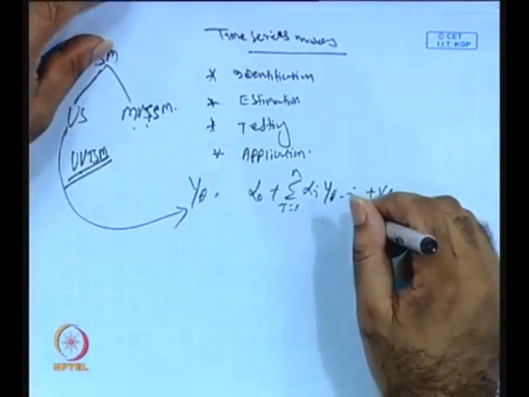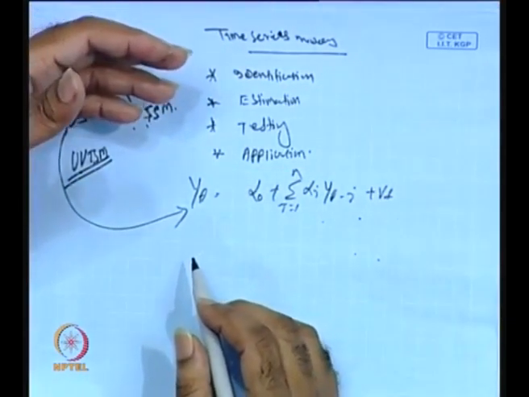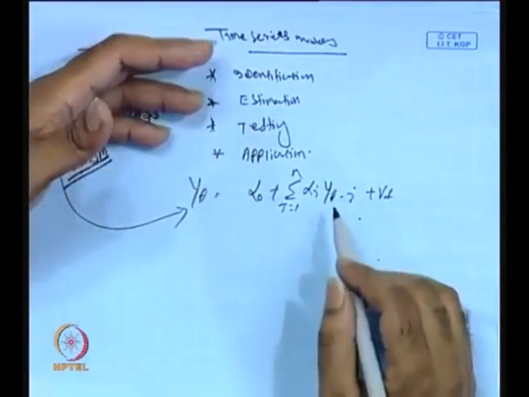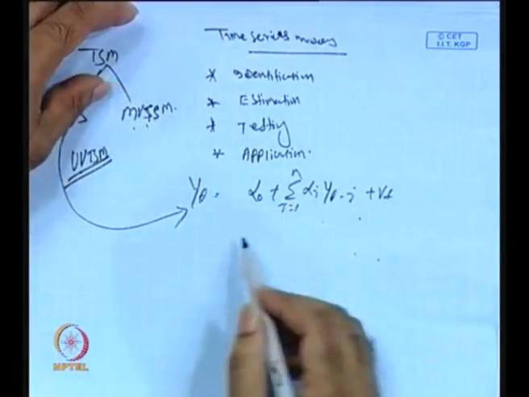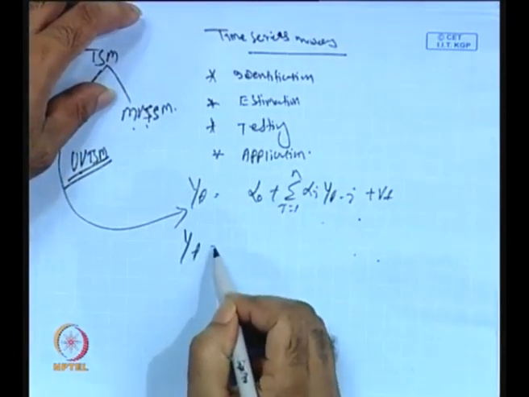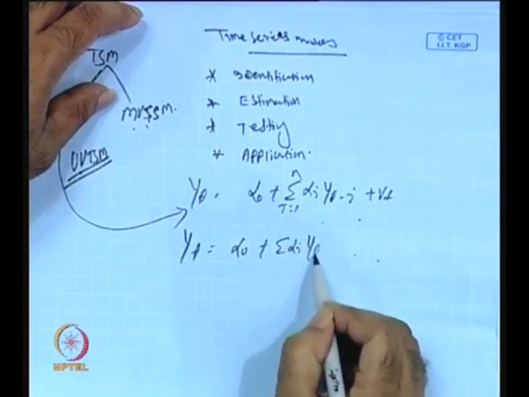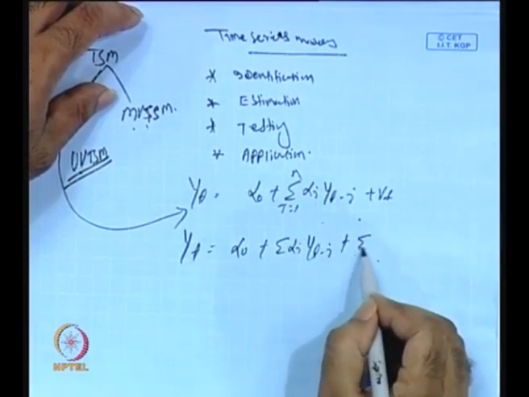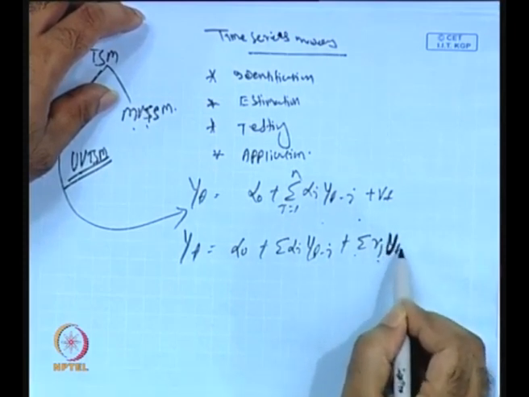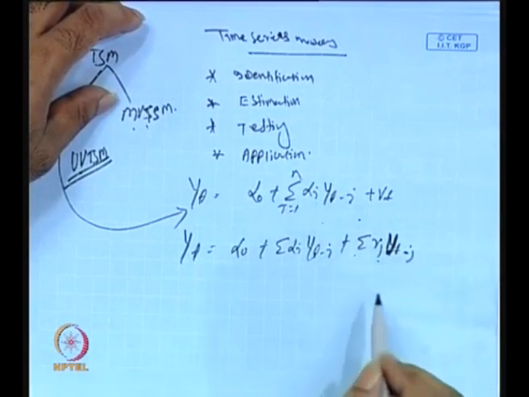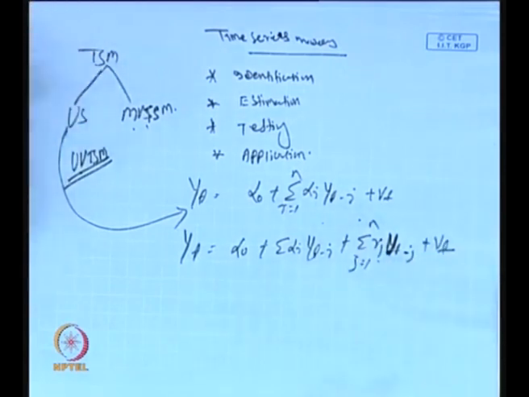Now, the moment you have this type of model, let me put it another way. It is not only the lag length that is important, but also the lag length with respect to its error term. So, in a broader sense, the model will be y t equal to alpha 0 plus summation alpha i y t minus i plus summation gamma j u t minus j, j equal to 1 to n, plus say u t. This is the complete model.